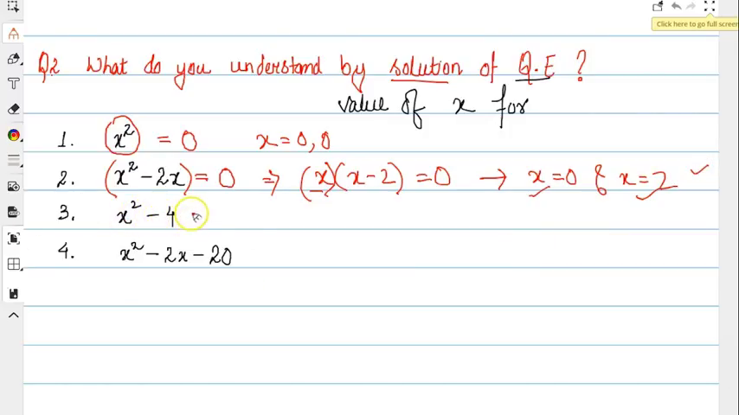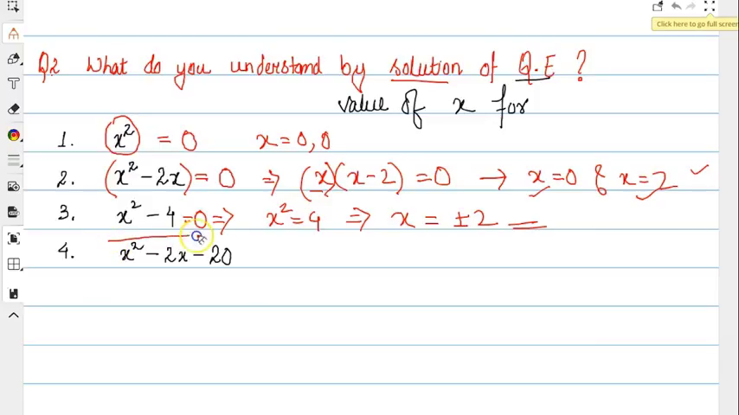Similarly, x square minus 4. This also can be solved easily. First of all, I have to equate it to 0. So x square is equal to 4. So from here, x is equal to plus minus 2. That means if I put plus 2, then I will get 0. If I put minus 2 in place of x, then also I will get 0. Right? So this is the solution.